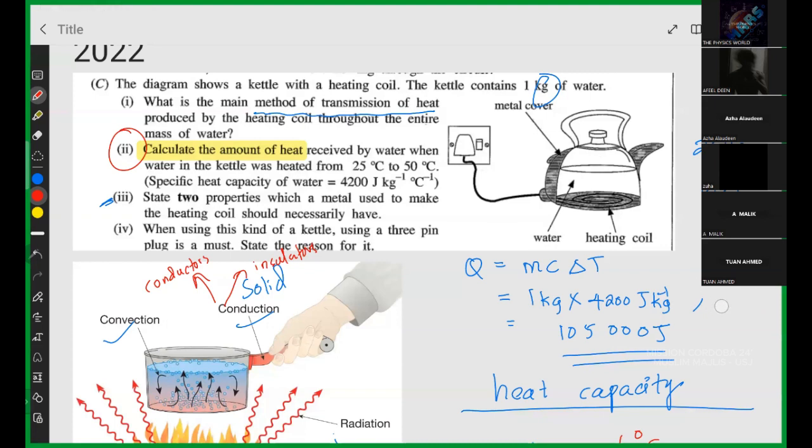Per degree Celsius into what is the temperature change? 50 minus 25. So delta T is 50 minus 25. It's 25 degrees Celsius. Put that directly. Don't want to write it in Kelvin, okay? Because this unit is given in degrees Celsius. So when you multiply this, you get the answer. And these units are getting cancelled now. So the answer will be in joules. Is it okay?